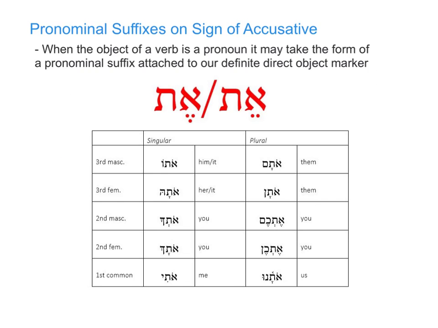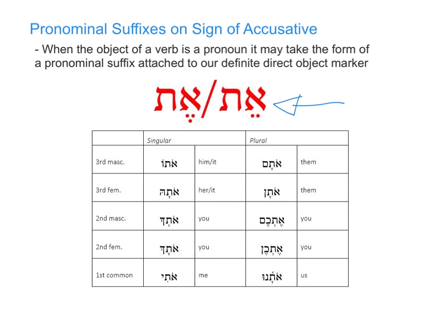All right, well, here's our last item of the day. It's another look at pronominal suffixes, but this time we're looking at them in the context of our sign of the accusative. We also called that our definite direct object marker. Remember, this was that signpost in a sentence that pointed towards the direct object. Now, in sentences where a pronoun is the object of a verb, that pronominal object may be indicated by a suffixed form of our forms that we see here.